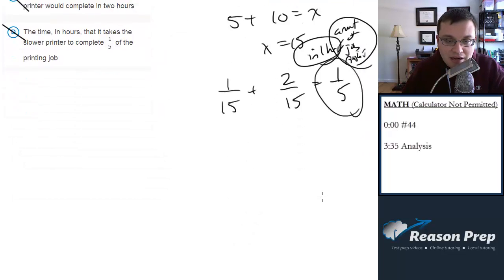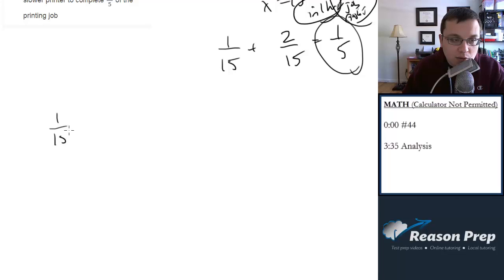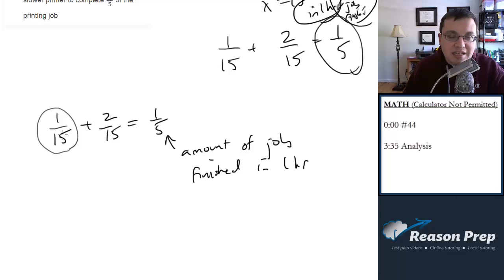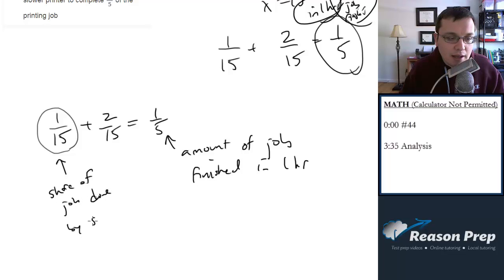Let me write this down here so I can write this more cleanly. 1/15 plus 2/15 equals 1/5. This is the amount of the job finished in 1 hour. So what does this represent? Well, this would represent the share of that 1/5 done by the slower printer. Share of job done by slow printer. And this is the share of the job done by the fast printer.